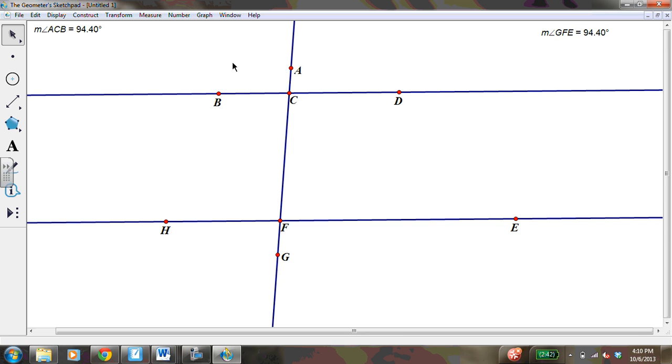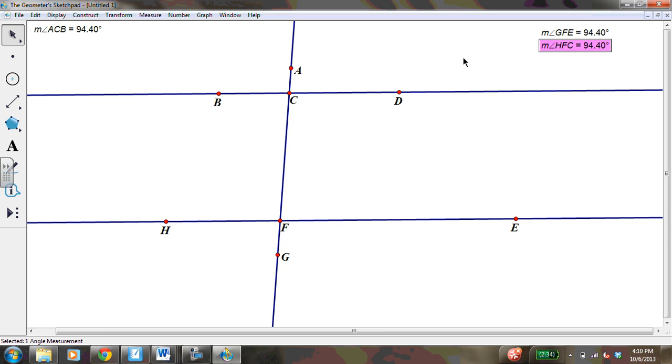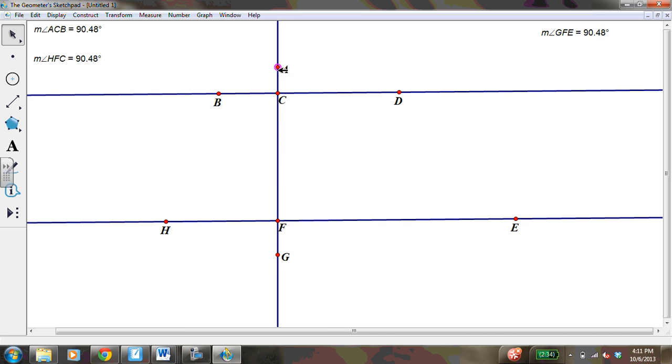Let's look at corresponding angles now. So the corresponding angle with ACB would be HFC. So I'll measure that angle. And that measure is also 94.40. And again, if I move any point, those angles are going to stay the same. So corresponding angles are also congruent.